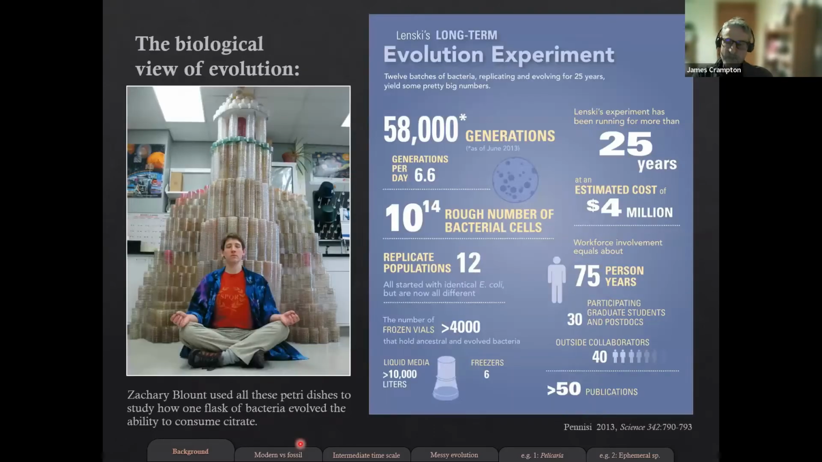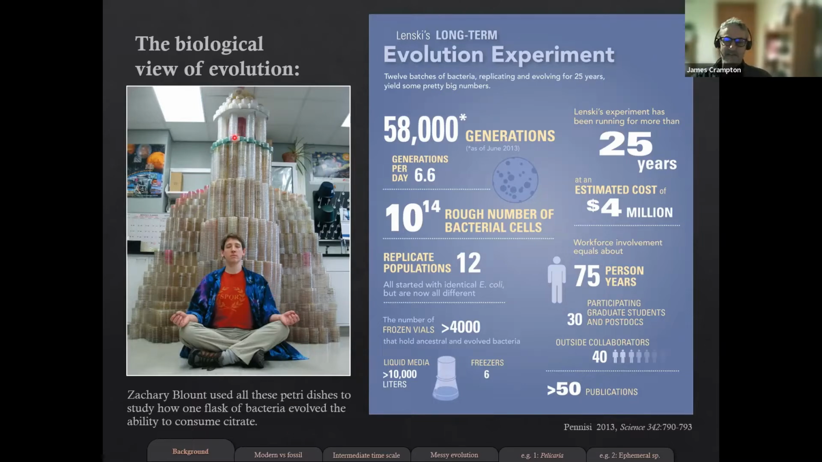And biologists get to see evolution in a very, very different way. These days, most of that comes from studying the genes of organisms and comparing the genetic sequences and actually looking at the changes in the DNA from one organism to another.